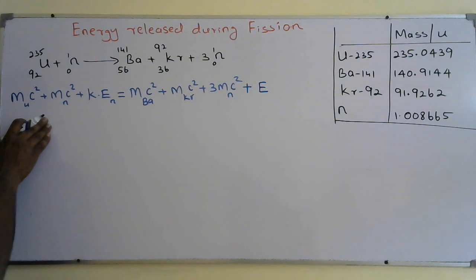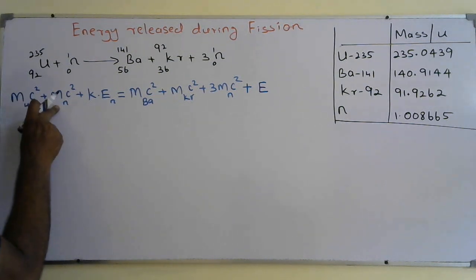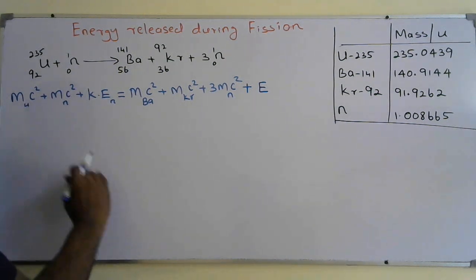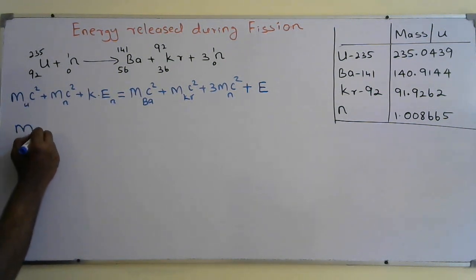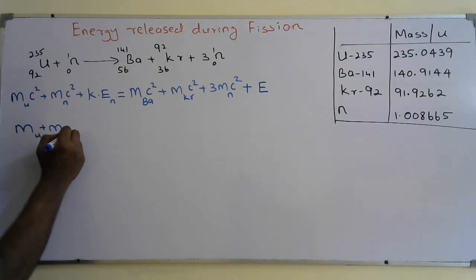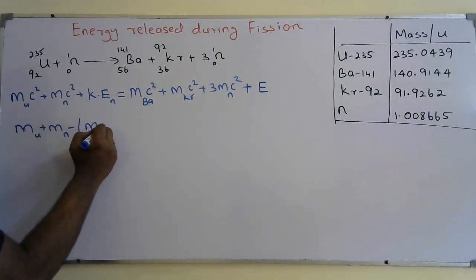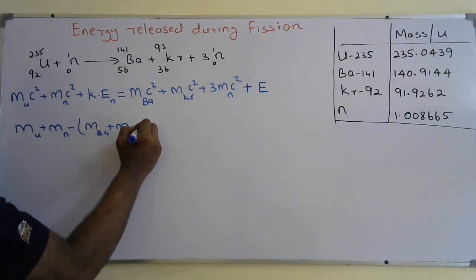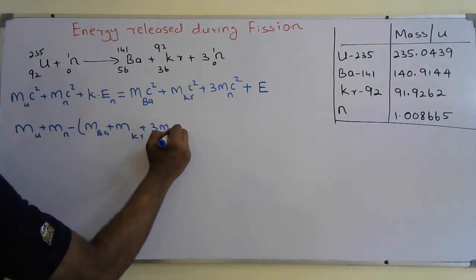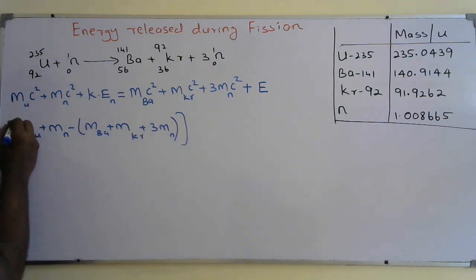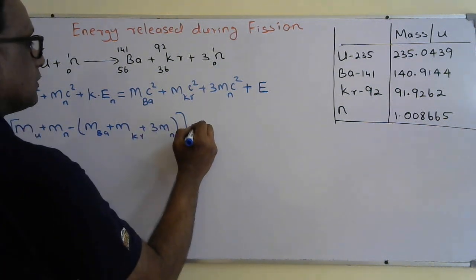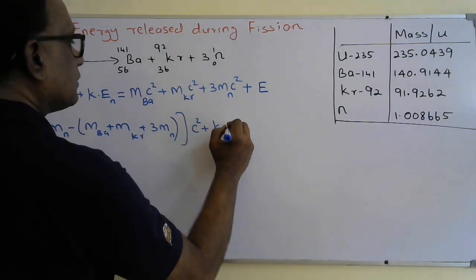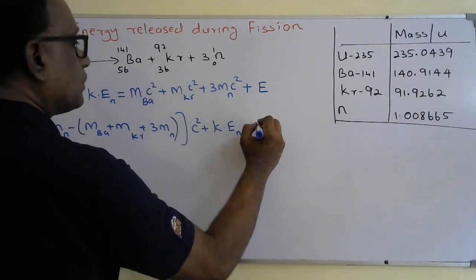So again, when you rearrange this, you don't need to start like this. You can directly start from the following step. Mass of uranium plus mass of neutron minus mass of barium plus mass of krypton plus 3 times mass of neutron, into c squared, plus kinetic energy of neutron is the total energy release.